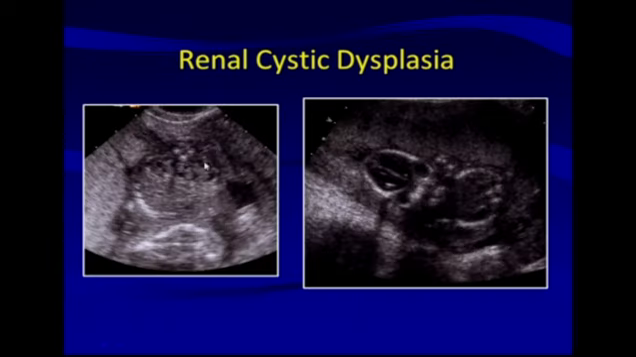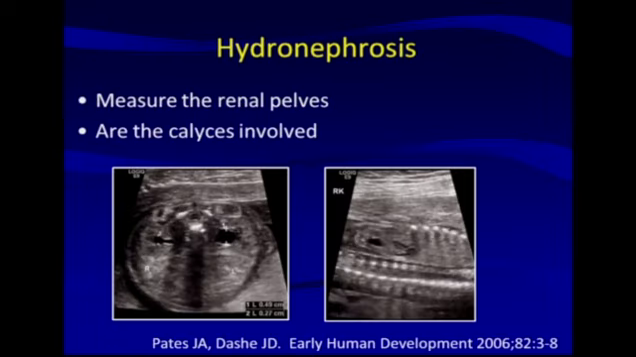You can see here a case of bilateral renal cystic dysplasia. Here is the transverse view of the abdomen with these cystic structures within the renal fossa representing bilateral renal cystic dysplasia from long-standing obstruction early on. You can see the severe oligohydramnios in association with this bilateral renal cystic dysplasia and lethal prognosis.